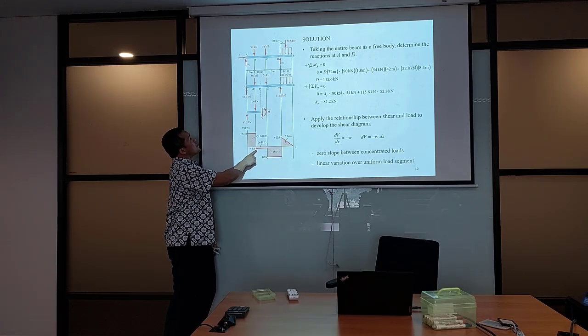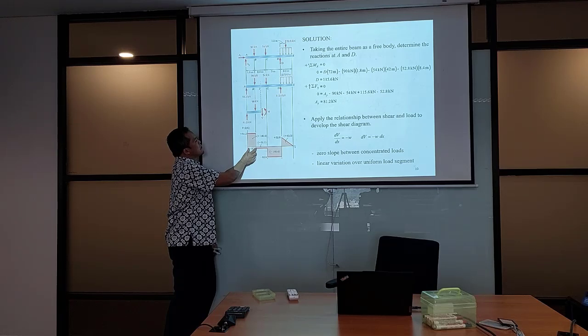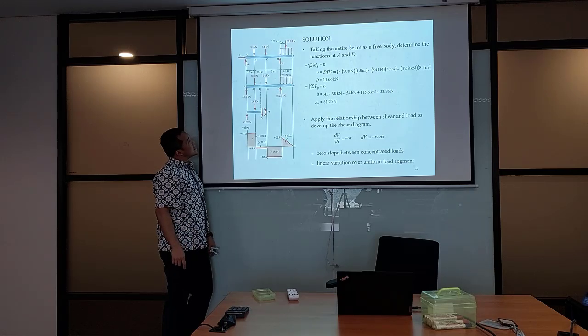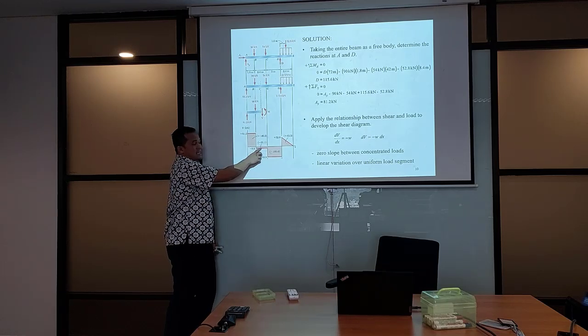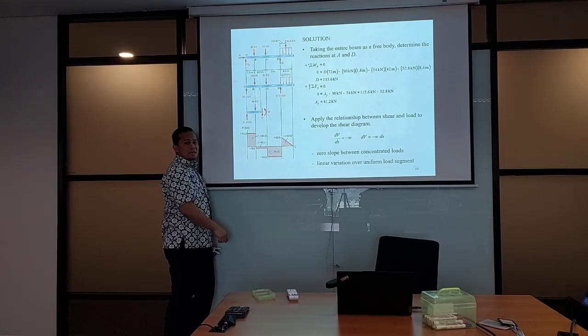Before B, 81.2 times 1.8. That becomes the bending moment at B, and the result is 146.2.